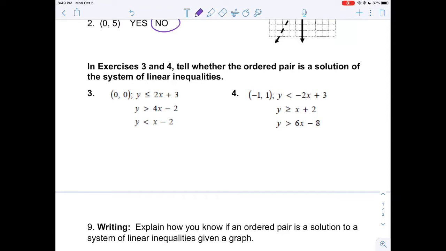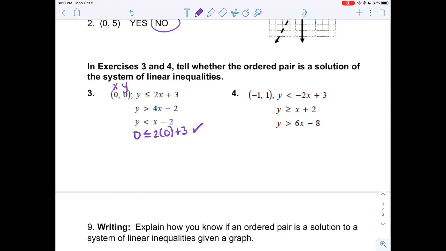So let's take a look at the point (0, 0). Remember x and then y. And so we're going to plug 0 in for y and for x in each of these inequalities and see if the statements are true. Plugging into the first one, we get 0 for y is less than or equal to 2 times 0 plus 3. That's going to reduce to 0 is less than or equal to 3. That's a true statement, so I'm going to put a check mark there.